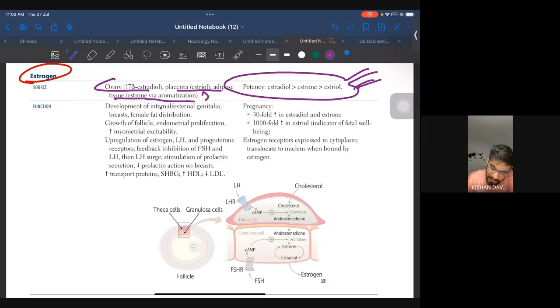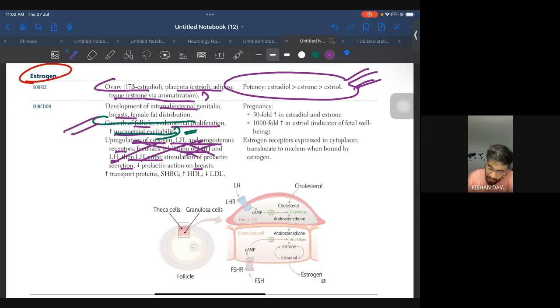Coming to its actions: development of internal and external genitalia, breast, female fat distribution, growth of follicle, endometrial proliferation, and increase in myometrial excitability. This line is very important: myometrial excitability, endometrial proliferation. Moving ahead, upregulation of estrogen, LH, and progesterone receptors. Feedback inhibition of FSH and LH, then LH surge, stimulation of prolactin. Decreasing prolactin is not necessary, but this line is very important.